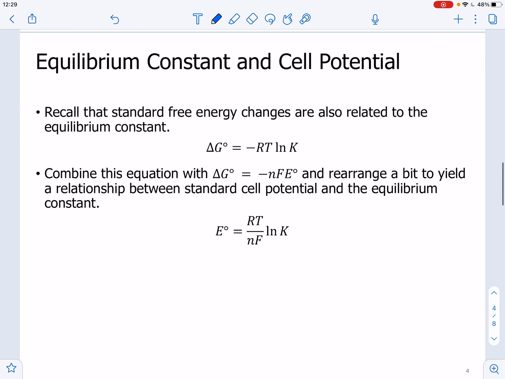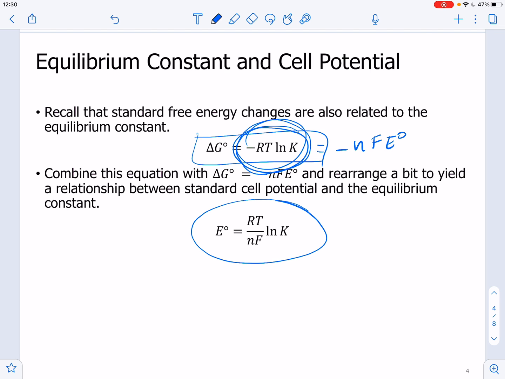Since we have been relating delta G to K, the equilibrium constant, determining the potential will also allow you to calculate the equilibrium constant. Remember, back when we were working with equilibrium, we could calculate K from delta G or delta G from K through this equation. Basically, what we're going to do is make this portion of the equation equal to minus nFE. And if you manipulate that equation, then you end up with this expression.